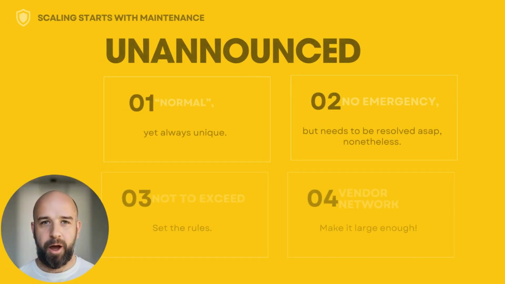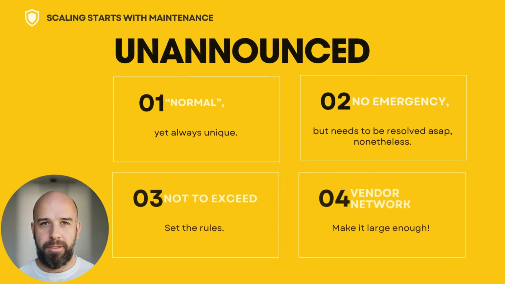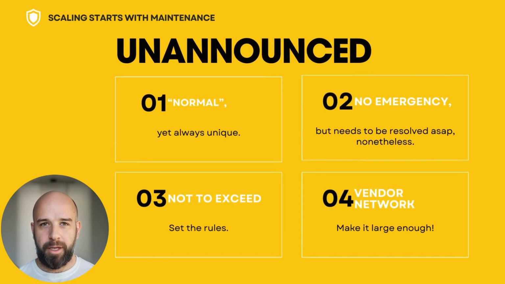Unannounced SRs are usually submitted by tenants, but they're not considered emergencies. This could be a damaged window screen or even a malfunctioning HVAC unit when temperatures are at a cozy 70 degrees. Although these are not emergencies, it's important to try to resolve these issues as soon as possible. For one, your tenants will thank you for it.